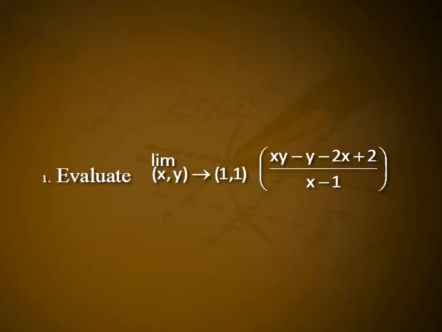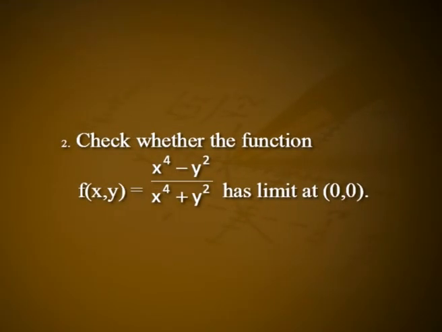In this session, we have discussed the existence and non-existence of the limit of a function of two variables and checked the continuity. Before we conclude, please try to answer the following questions. Evaluate the limit as (x, y) tends to (1, 1) of (xy minus y minus 2x plus 2) by (x minus 1). Check whether the function f(x, y) equal to (x raised to 4 minus y squared) by (x raised to 4 plus y squared) has a limit at (0, 0).